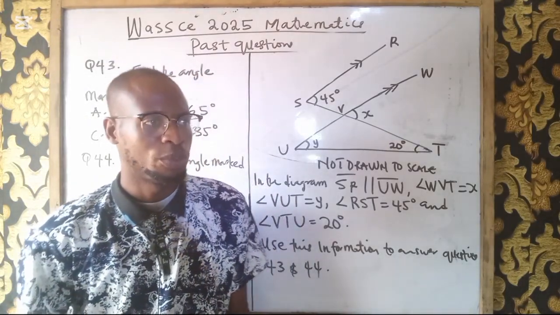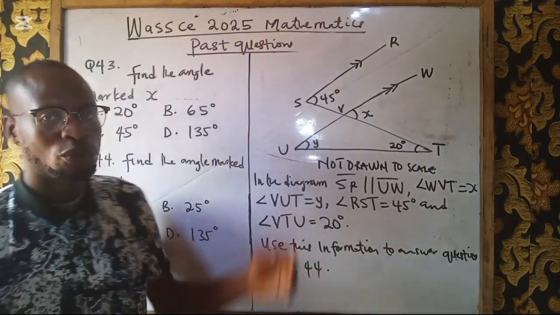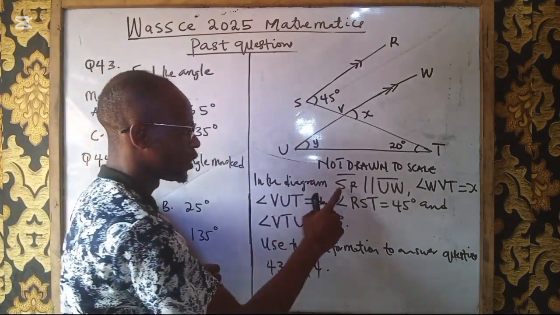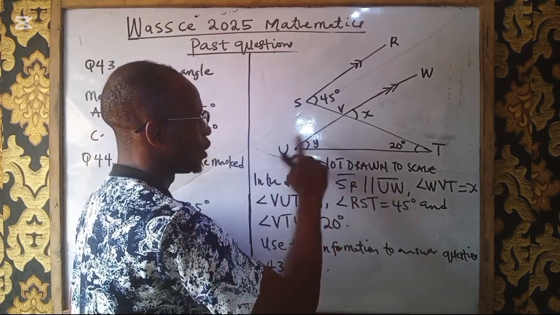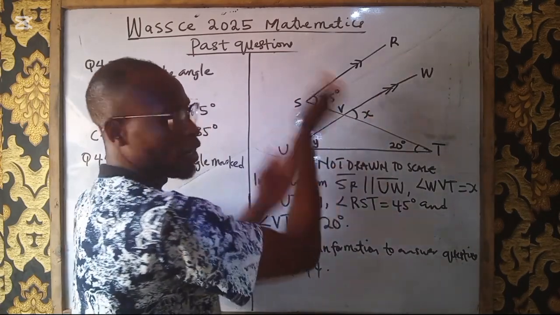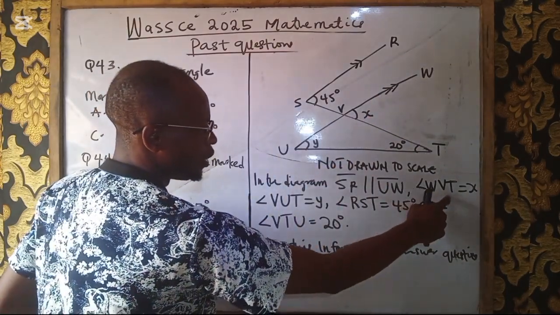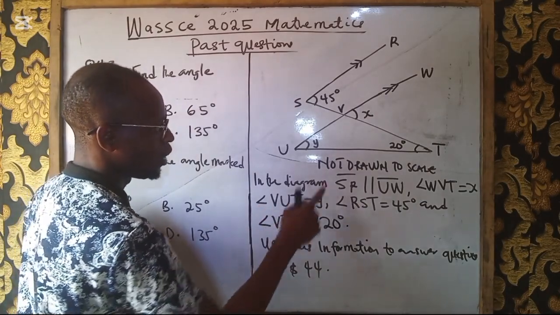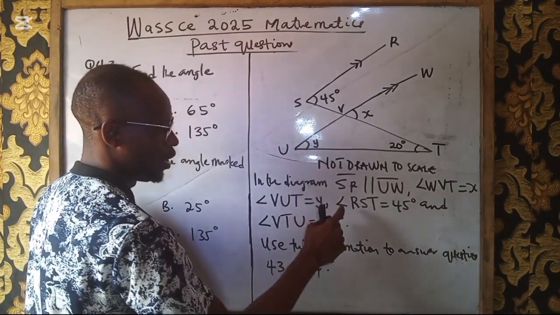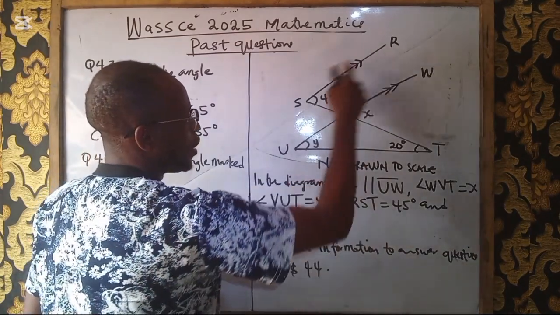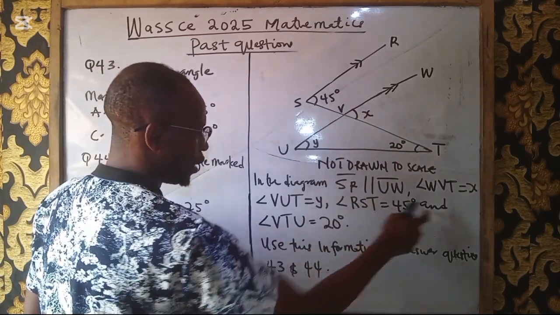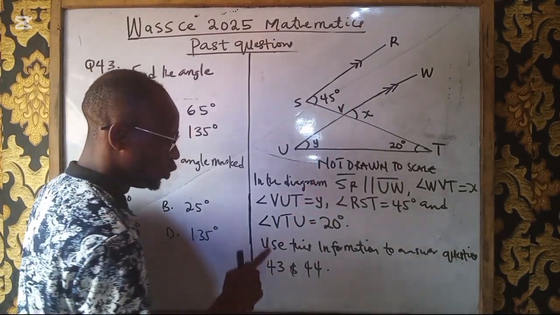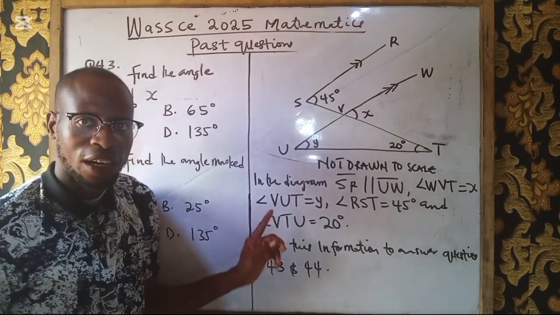Here we have the next question on the board, 43 and 44, but we have to relate them to this diagram, okay? Now, we are given this diagram, not drawn to scale. In the diagram, side SR is parallel to UW. Where is that? UW, SR. They are parallel lines, okay? Angle WVT is X. Angle VUT is Y. Angle RST is 45, correct? And angle VTU is 20. Use this information to answer question 43 and 44.